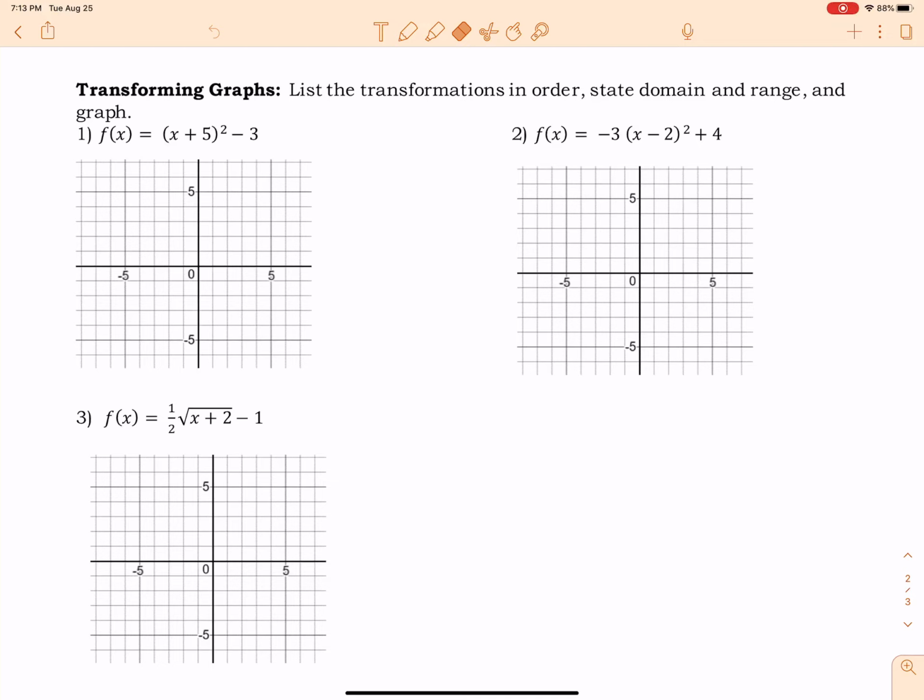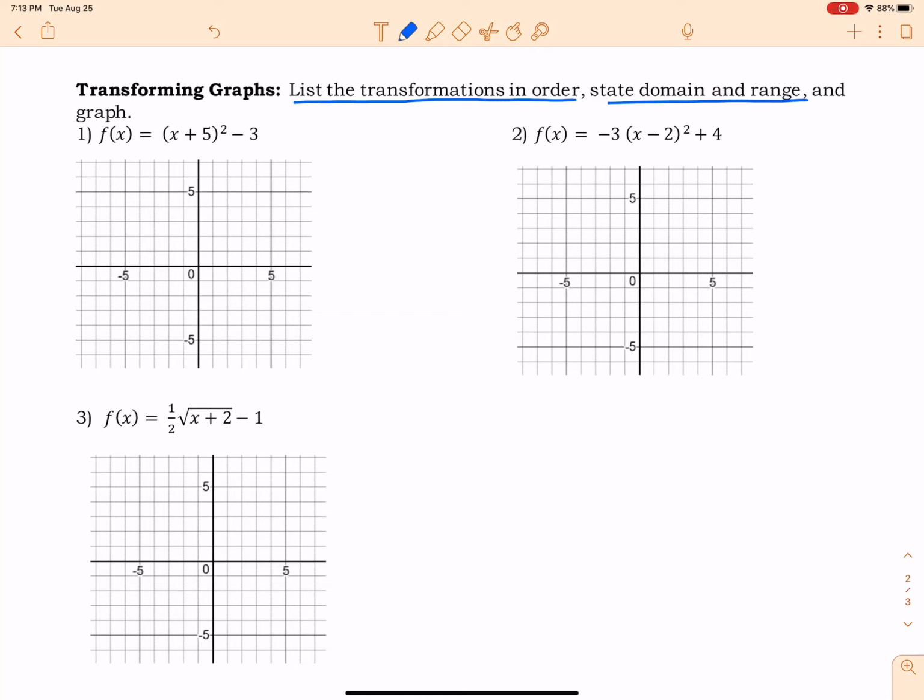Now we're going to talk about transforming our graphs. So now we're not only going to list the transformations in order, we're also going to graph them and state the domain and range of these transformed functions.